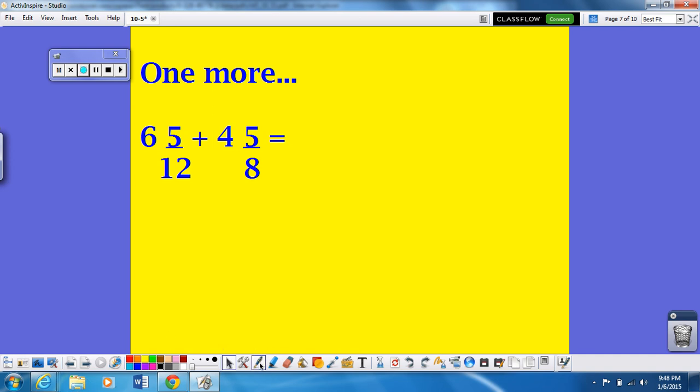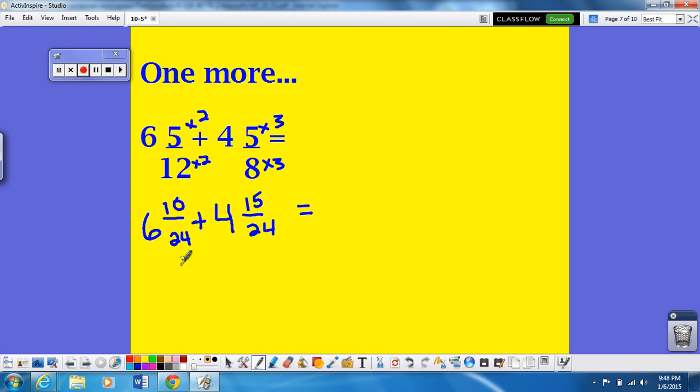6 5/12 plus 4 5/8. Why don't you pause the video and see if you can do this one yourself. All right, so hopefully you brought down your whole number, your fraction bar, your whole number, your fraction bar. Okay, what do 12 and 8 both go into? I'm thinking I'm going to choose 24 for my common denominator. So to get from 12 to 24, it was times 2. So let's do times 2 up here. 5 times 2 is 10. To get from 8 to 24 is times 3. So 5 times 3 is 15.